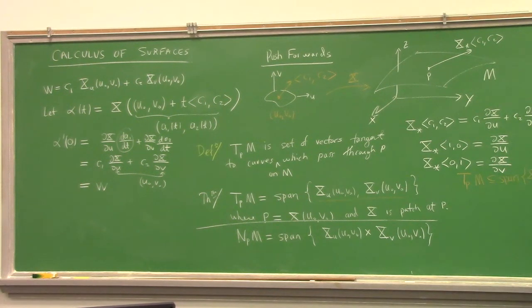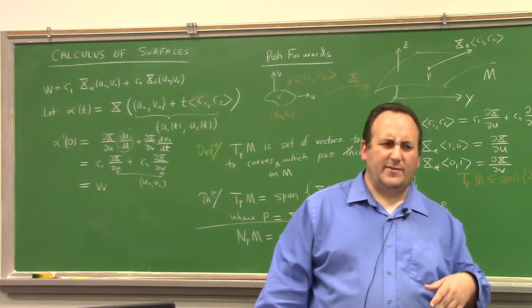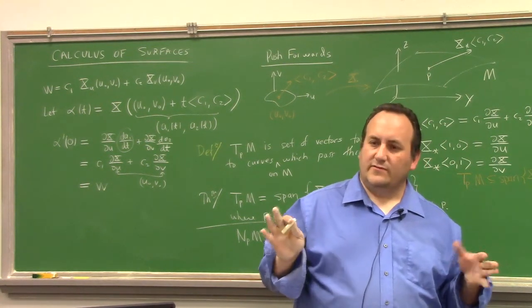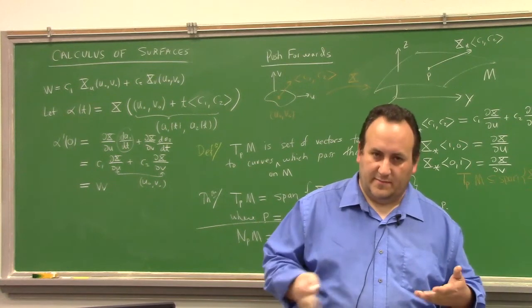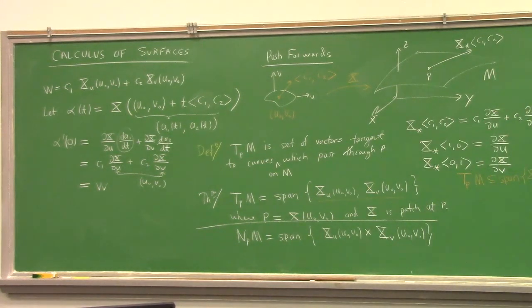I could take a function f of P times partial x partial u plus some other function g times partial x partial v. So I'm going to let f and g be functions, all right? That would be a tangent vector field. Maybe not, okay. So that might not be a tangent vector field to all of them, because the patch doesn't have to cover the whole surface, right? So this could be a tangent vector field to what?